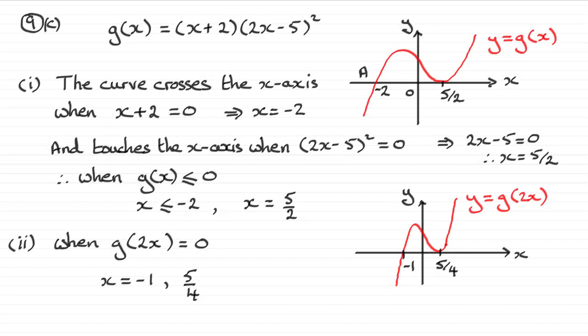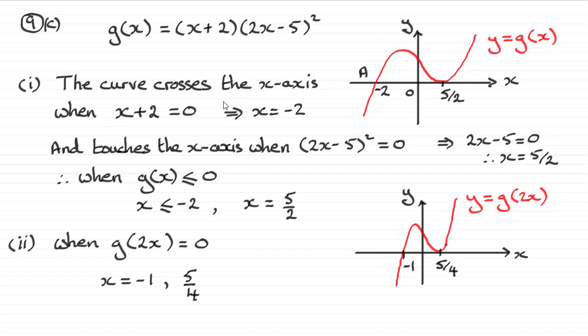So for 9 part C then, we're given the graph of g of x. We've seen that it factorises to this, and we've got to solve then g of x is less than or equal to 0 in part 1, and then go on to do in part 2 g of 2x equals 0. You can see my answers here, but I'll explain anyway how we go about it.